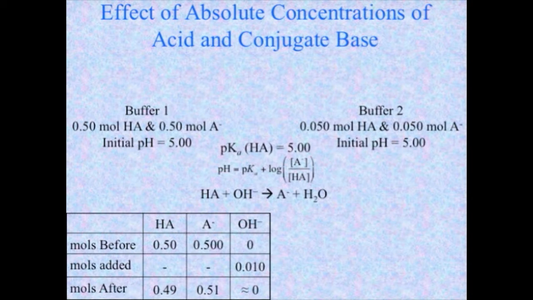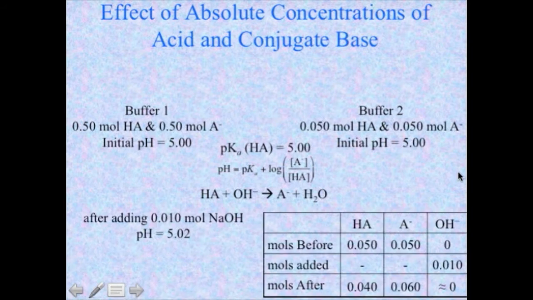In buffer 1, we add 0.01 moles of hydroxide. The weak acid becomes 0.49 moles. The weak base becomes 0.51 moles. Plugging those into the Henderson equation, I get a pH of 5.02.